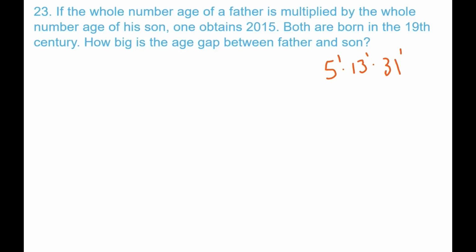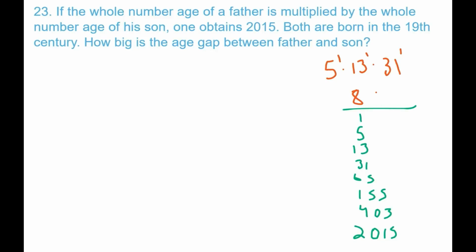Now, using our how to find the number of factors of any number video, we know that this number has 2 times 2 times 2, or 8 factors. Here are the 8 factors: 1, 5, 13, 31, 65, 155, 403, and 2015.